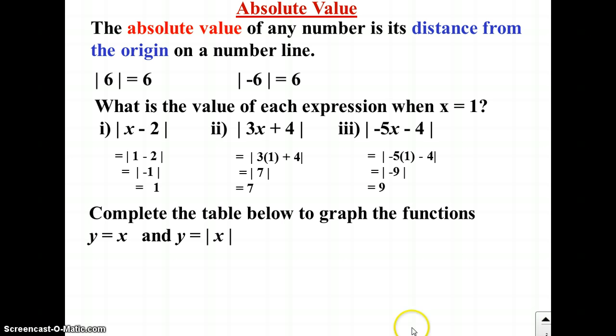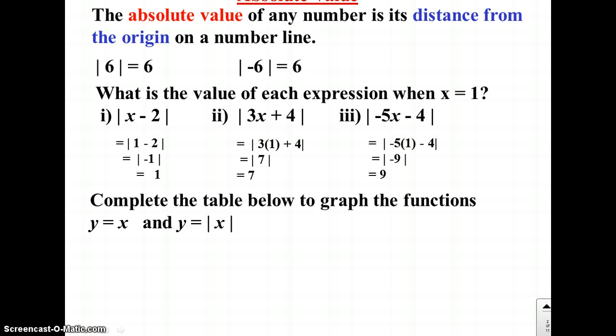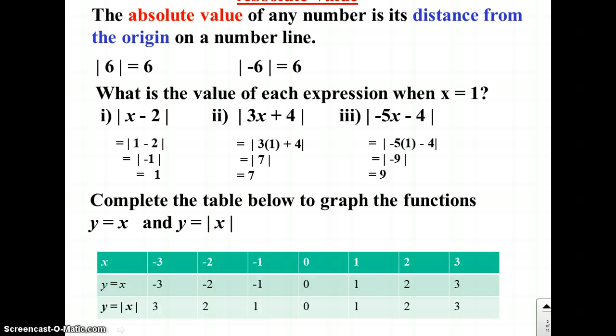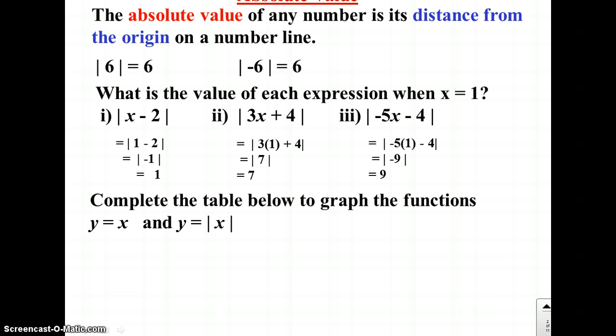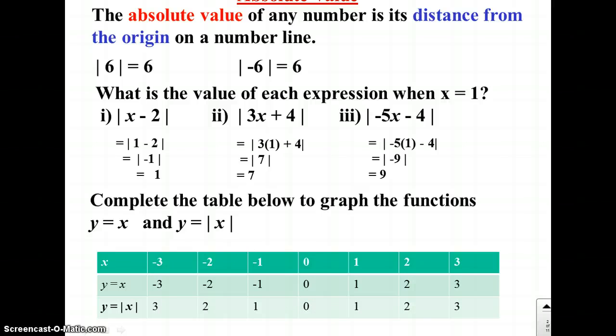Complete the table below to graph the function y equals x and y equals absolute value x. So you guys have the table, you go complete it. When you're done, here's what it should look like. Notice that when x is -3, the absolute value of that number should be positive. When x is -2, the absolute value of x is positive 2, and so on.